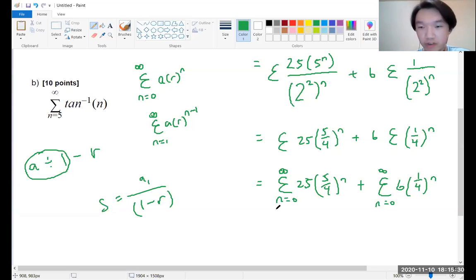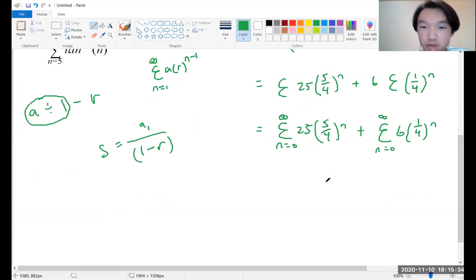Right, so the first one fails, because the first one has a common ratio of 5/4. So the first series is not going to converge. Let me write out the terms of this series just so we can see why it doesn't converge.